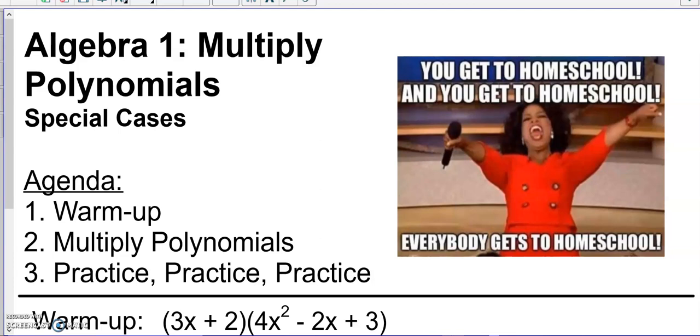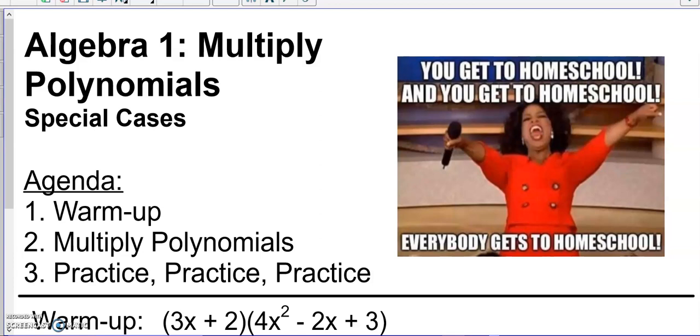Multiplying polynomials. Okay, so yes, we have done this already, but these are the special cases, which is still just the same multiplying you already know. But if we can learn to recognize these special cases, then it'll really just make you a more efficient mathematician as we move on. So you have a warm-up at the bottom.